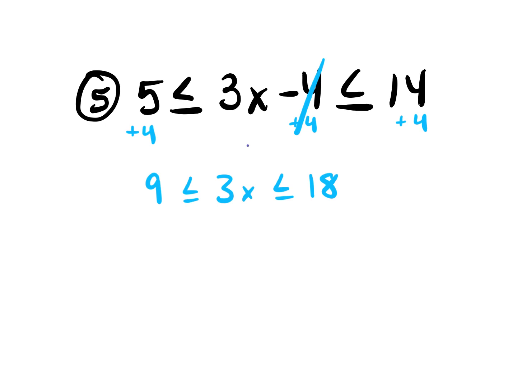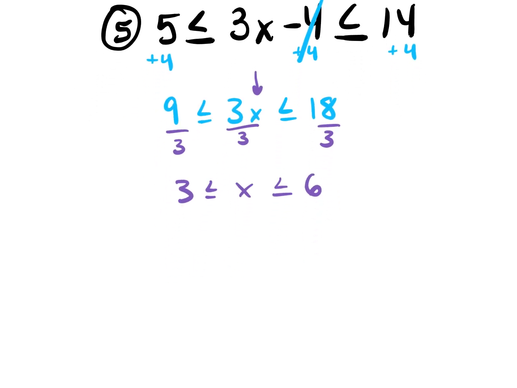Again, we want to isolate our variable in the middle, so I'm going to divide everything by 3. So 3 is less than or equal to x, which is less than or equal to 6. So when we have a compound inequality, we always want to start with the smaller number. So here we start with the smaller number. So we're good. We can put it on our number line.